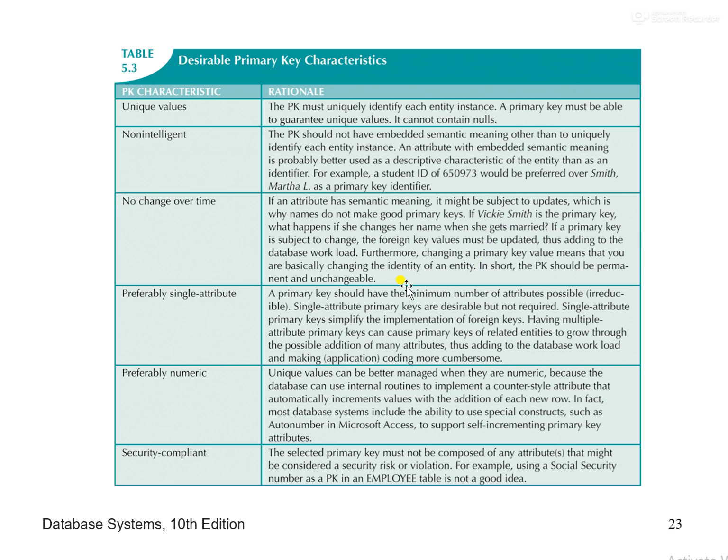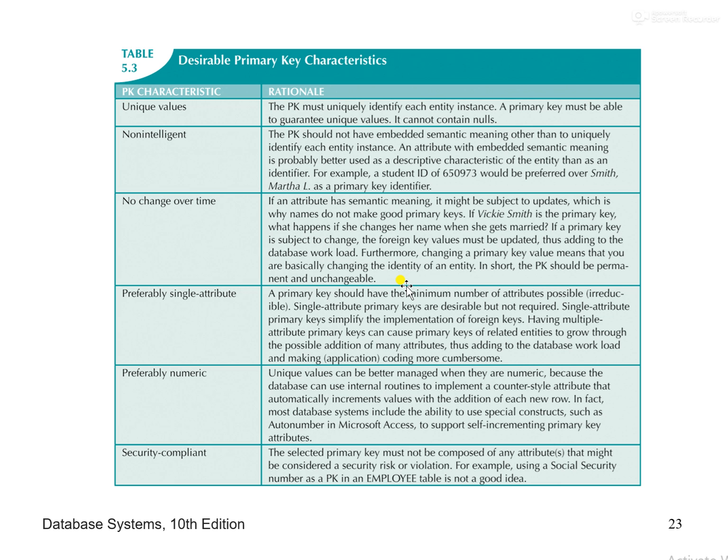So we have to make this change, not only in that particular record of Vicky Smith where we are using it as a primary key, but also because we are using this primary key as a foreign key in so many other tables, so we have to make changes in all those tables as well. So in short, we can say that the primary key should be permanent and unchangeable. It should not be such an attribute which can change later on.